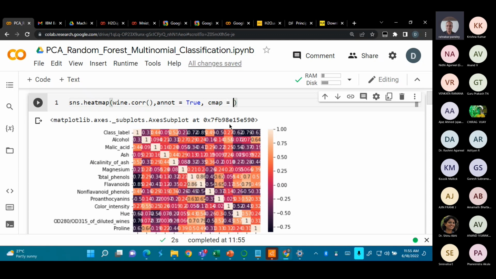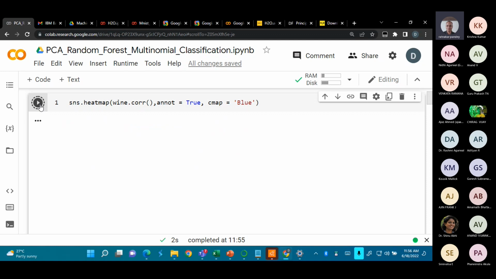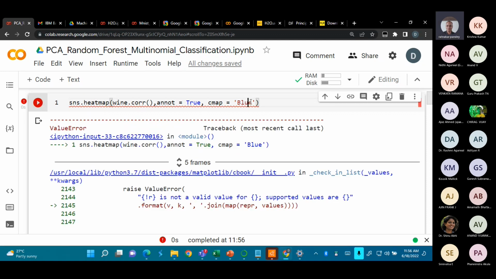CMAP is blue, or is it blues? Let's see. Yeah, we can try different things. Blues.